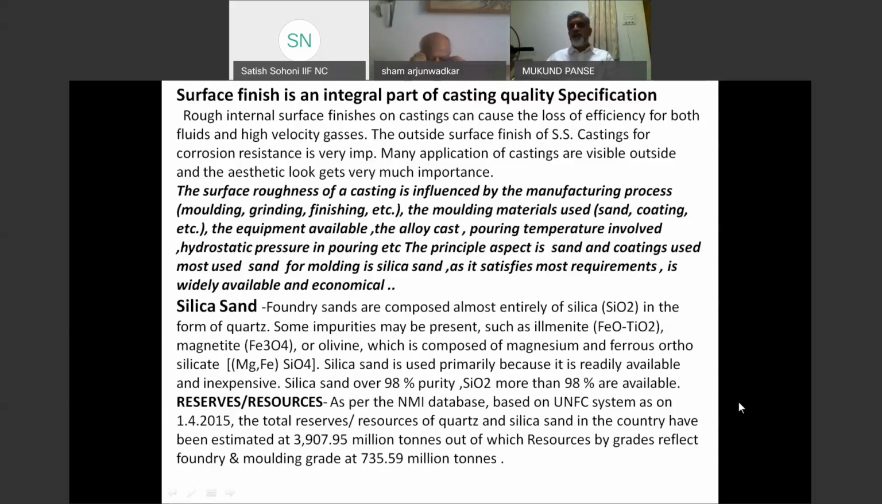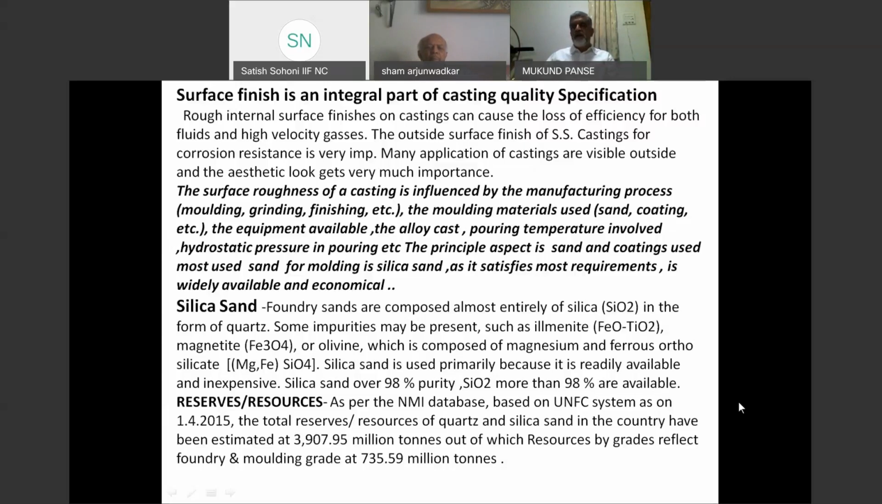The principal aspect which decides the surface finish of the casting is the sand you use and the molding method you use. The major sand used is silica sand because of its availability, and it meets most of the requirements. In India, you get very easily more than 98% pure SiO2. It has small quantities of ilmenite, that is FeTiO3, and magnesite, but 98% purity is good enough.